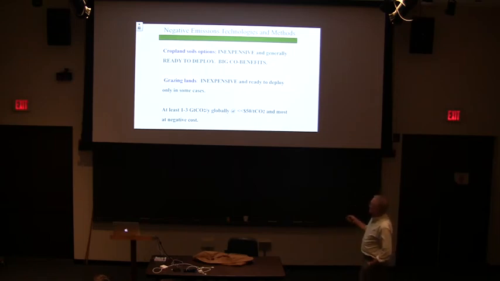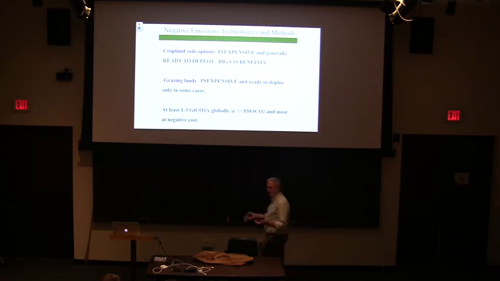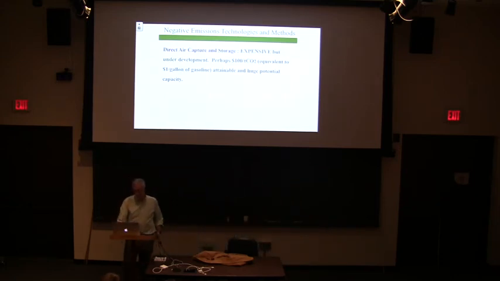I think there's 1 to 3 gigatons of CO2 globally. All of it at less than $50 a ton. Most negative costs. This is a big deal, right? We ought to do this as a species. This will be useful. Direct air capture.